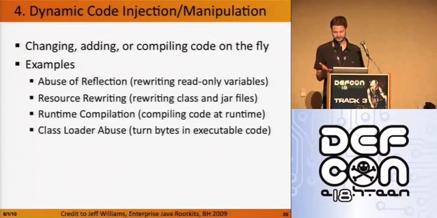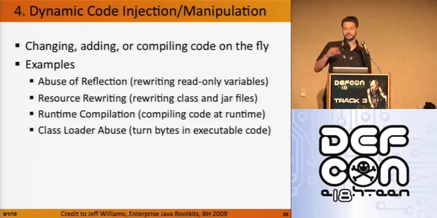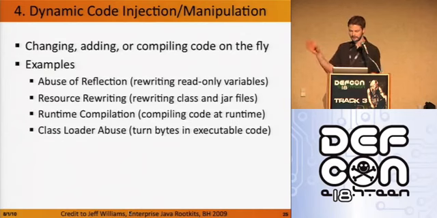So, the work of Jeff Williams: dynamic code injection and manipulation. This category is all about changing, adding, and compiling code on the fly. So you have some source code in your application and you compile it on the fly and execute it. We got inspired by Jeff Williams' work on this particular category. He enumerates a lot of categories, like abuse of reflection, where you rewrite read-only variables, resource rewriting, compilation on the fly, abusing class loaders, pretty neat stuff.